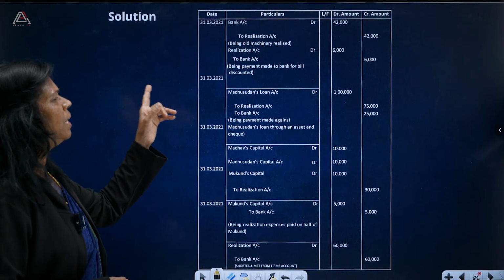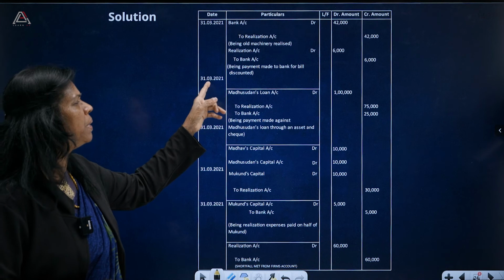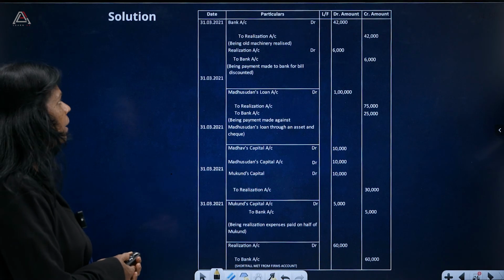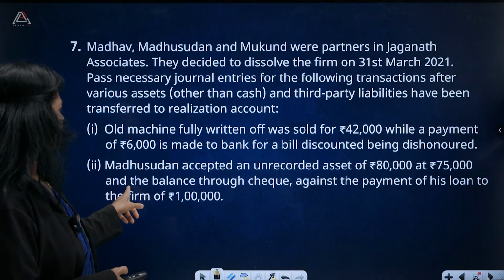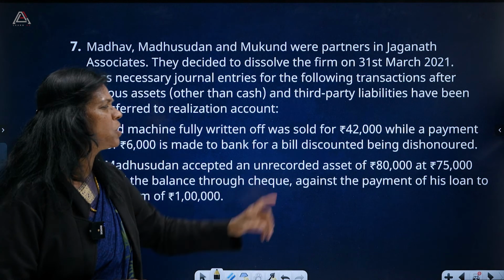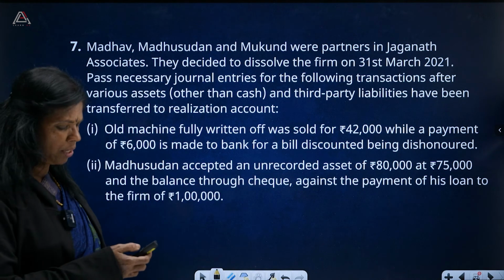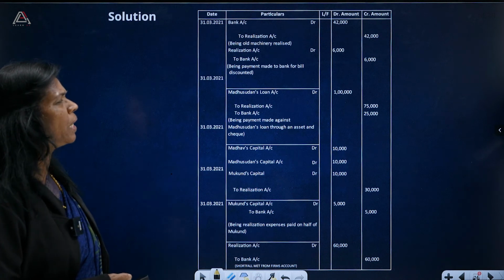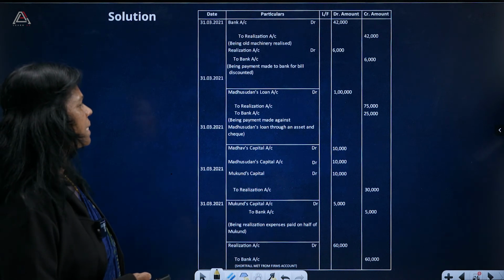Then another one, realization account to bank, being payment made to bank for bill discounted. That also we have to find out. See, that is rupees 6,000 is made to bank for a bill discounted being dishonored. Then what is the journal entry? That is realization account debtor to bank account rupees 6,000.